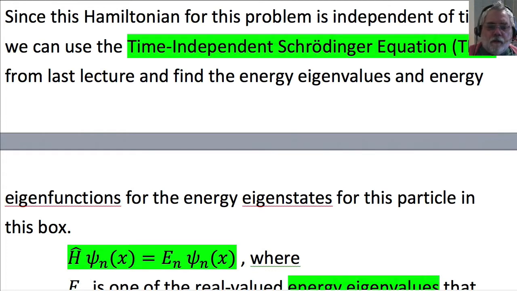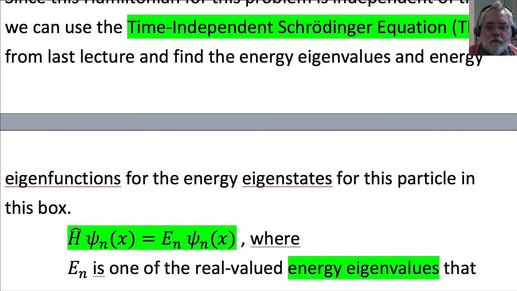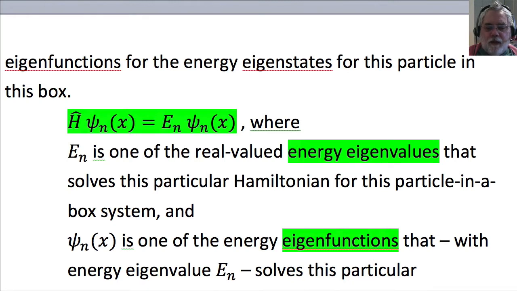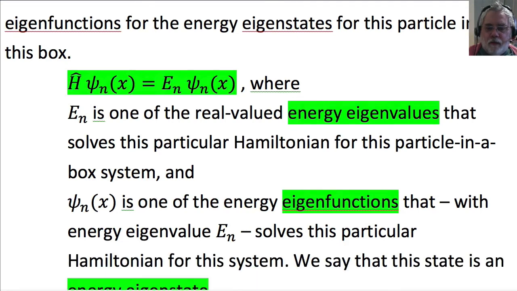So the time-independent Schrodinger equation is H psi equals E psi, where this psi is lowercase because it's going to be independent of time but dependent on space. And I'm using the subscripts n because I'm expecting that there will be multiple possible eigenvalues and eigenfunctions. So E sub n is one of the real valued energy eigenvalues that solves this particular Hamiltonian for this particle in a box system. And lowercase psi sub n of x is one of the energy eigenfunctions that, with energy eigenvalue E sub n, solves this particular Hamiltonian for this system. We say that this state is an energy eigenstate.